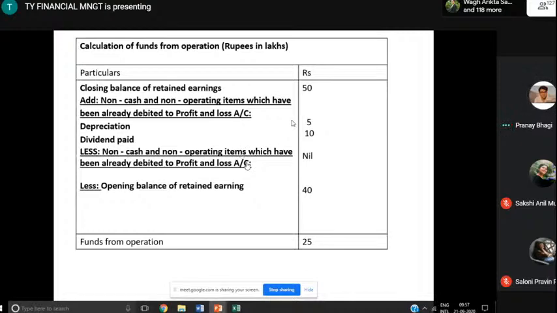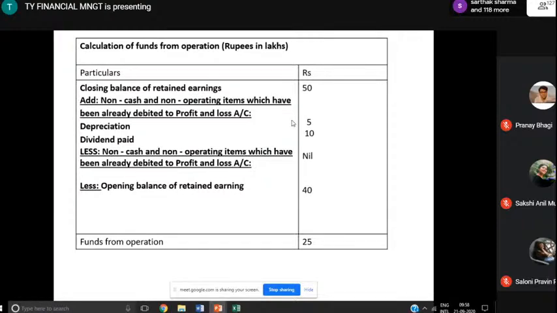So, in less, they should be already credited to P&L account, right? Credited to P&L account. Very good. Thank you. Less non-cash and non-operating items which have been already credited to P&L account. Add non-cash and non-operating items which have been debited to P&L account. Good. You are thorough with the format. First heading is what? Debited. Second heading is what? Credited. Thereby it is subtracted. Very good.